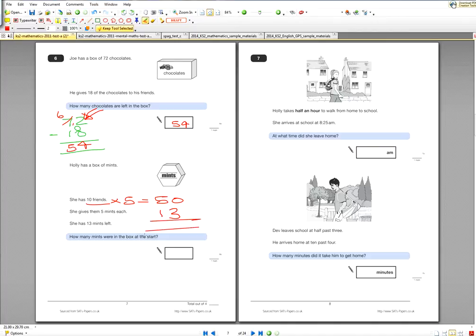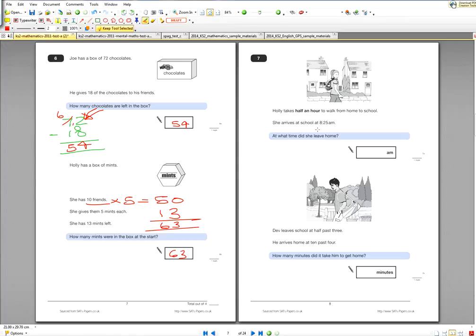So if you want to work out how much she started with, what do we do? We have to add what she gave to what she had left over. And that gives us how much? 63. So how much did she have at the start? 63. Are you happy with that? That makes sense? Okay, excellent. Are we okay with this? Put the pencil down before you hurt yourself.